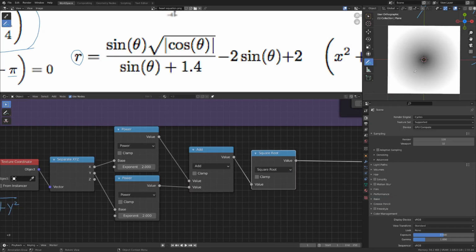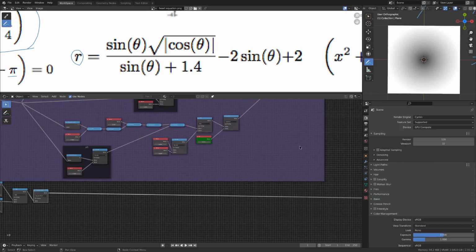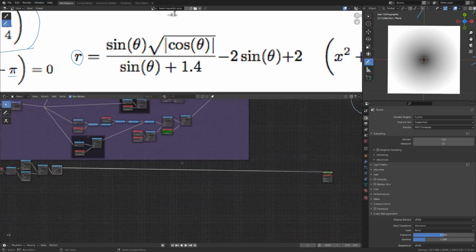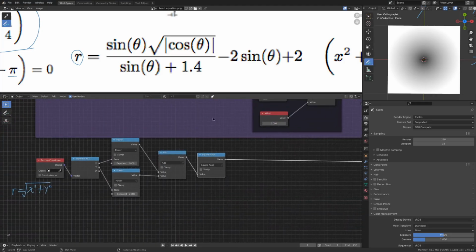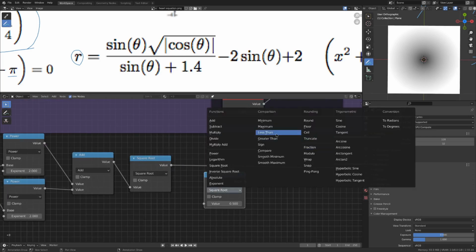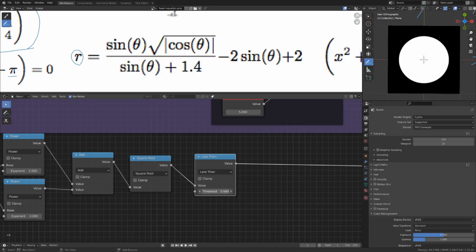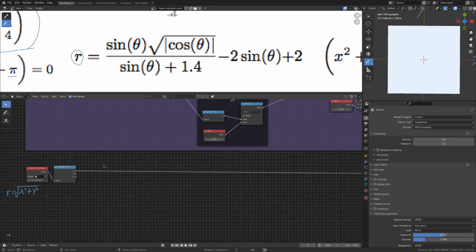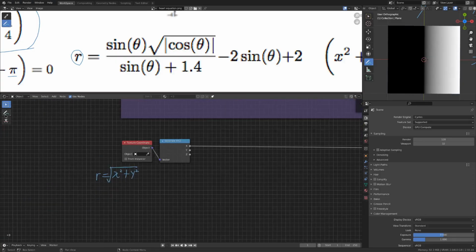Because we have countless radii in our circle, in the end the radius is just a circle. Very simple, right? So we just made it. We just made this a radius now. And to make it more clear, we can use a less than, and we'll see this circle here. Yeah, pretty cool. But we have a simpler way to make a circle.